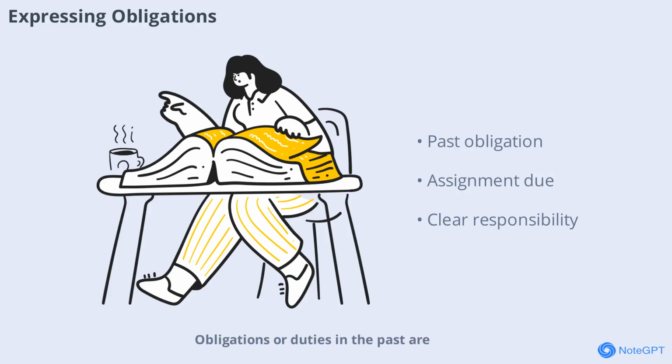Obligations or duties in the past are often described with was to and were to. For example, she was to finish the assignment by Monday. This makes it clear that there was a responsibility or requirement set in the past.